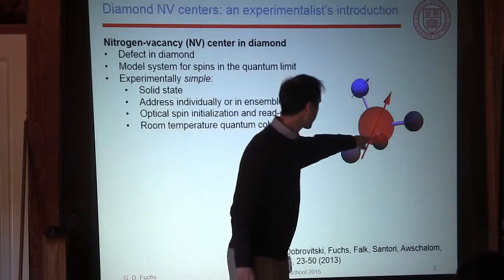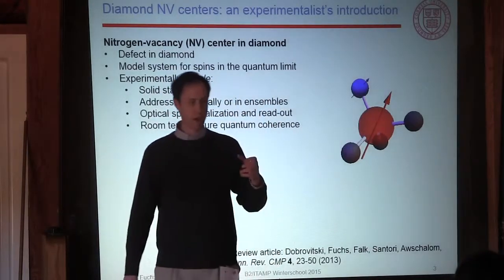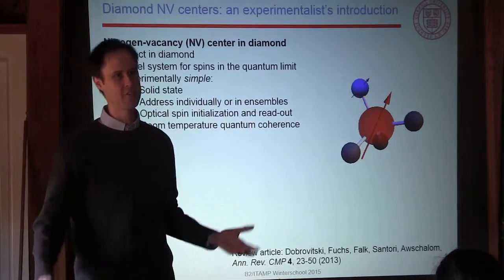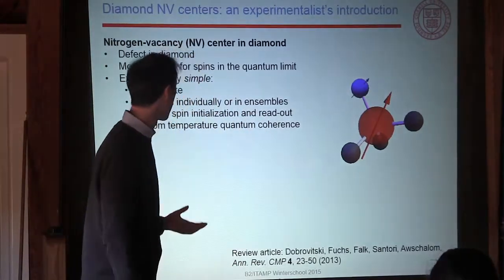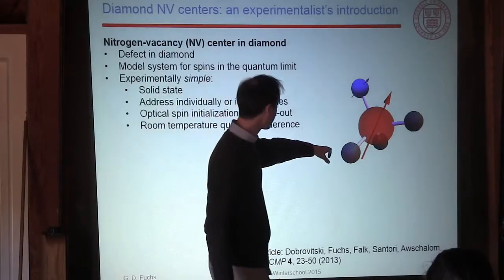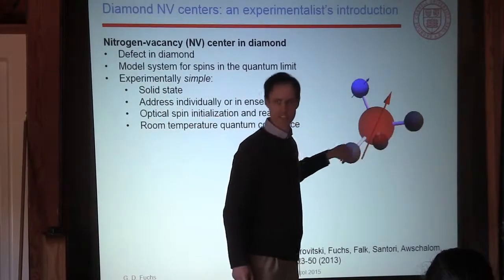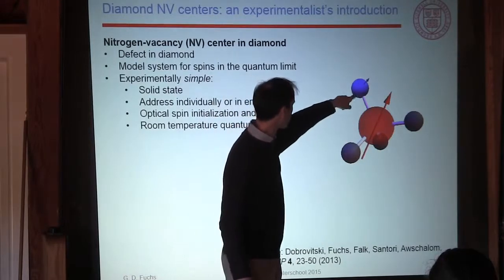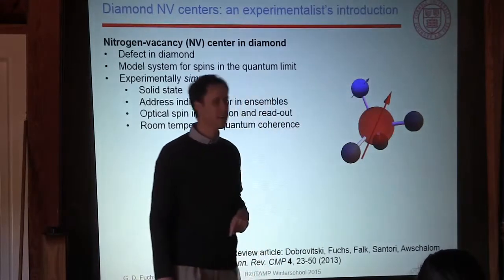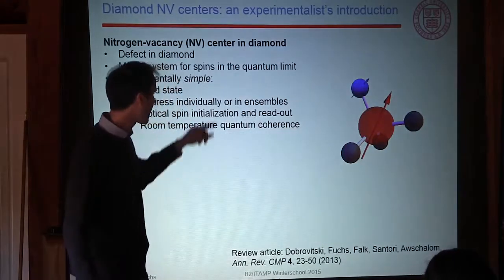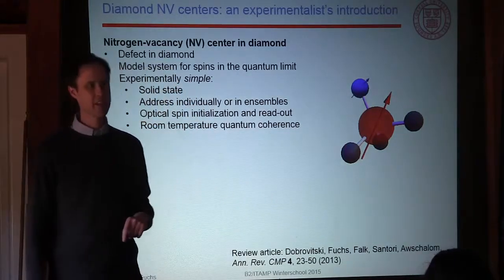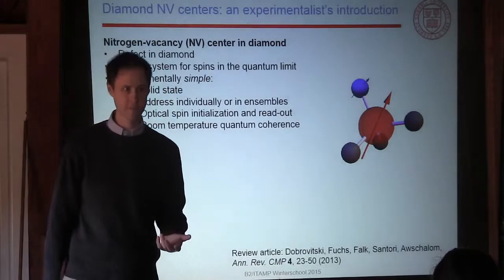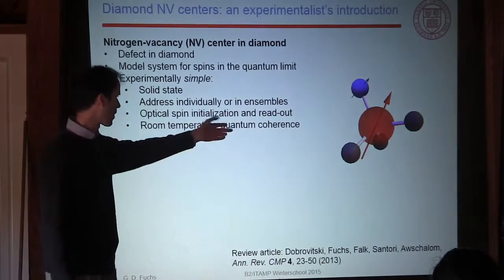So this pink thing over here, this is a missing carbon atom. So you have a lattice of tetrahedrally bonded carbon atoms. These black ball and stick things are carbon atoms with dangling bonds adjacent to that vacancy. And this blue ball with its little stick is a nitrogen atom with a dangling bond. And so you really can think about this as a molecular system, okay? It's got a bunch of electrons.